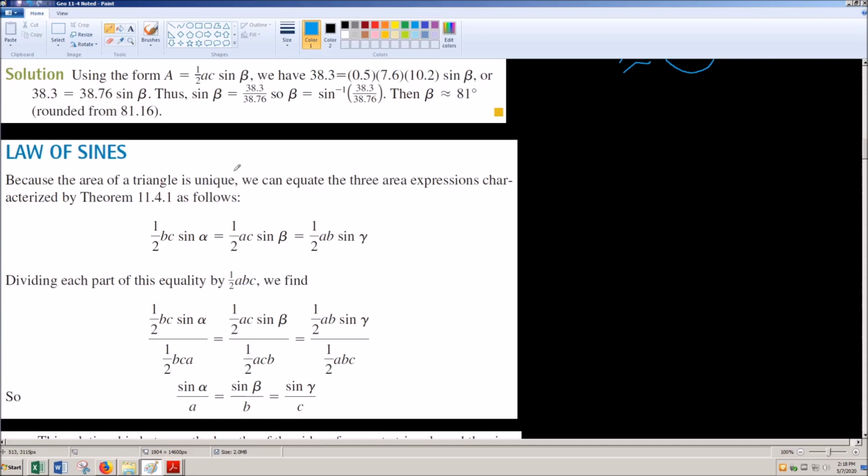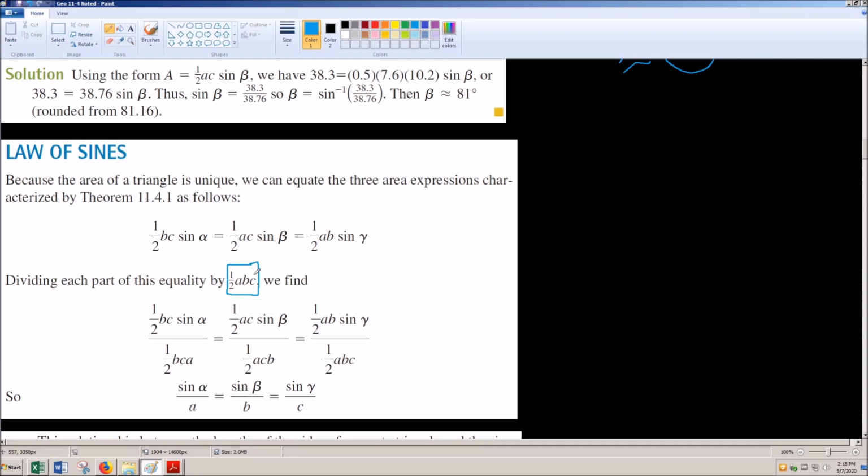Here's where we get our law of sines. So our law of sines comes from the fact that we have all these areas that we can set equal to each other. So if I wanted to divide each of these by the same thing, that'd be fine, right? If I want to say times 2 times 2 times 2 here, that's okay. And I'm basically going to do that. So what I'm going to do is divide everything by 1/2 ABC. And we'll see why that is in a second.